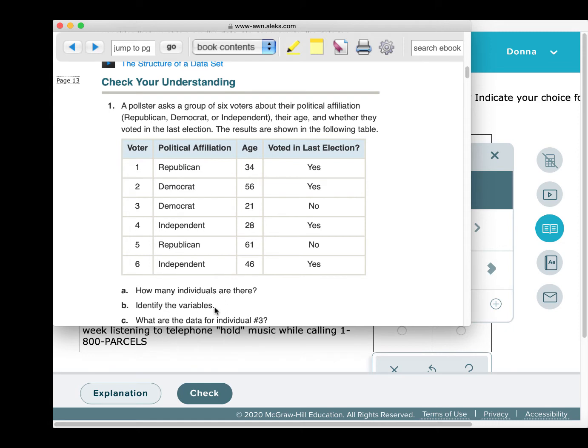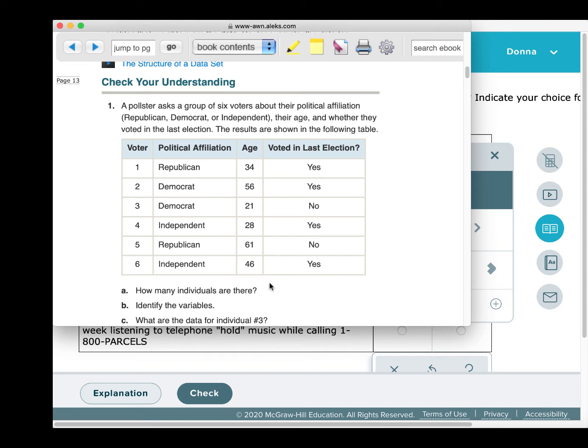And then it asks us to identify the variables. So the variables would be this heading of this table. Political affiliation, because that's a characteristic of the 6 people that were in this group. Age, as well as if they voted in the last election. So those are examples of variables.